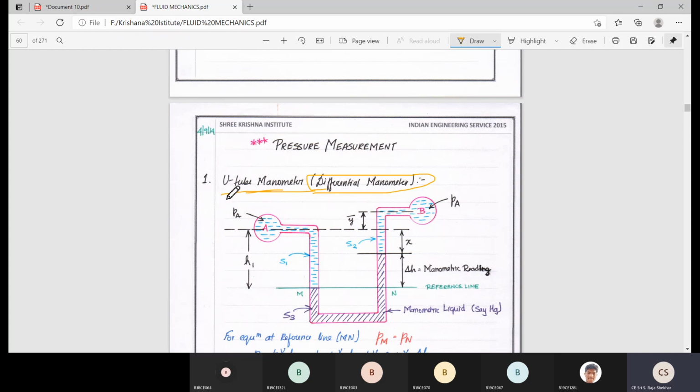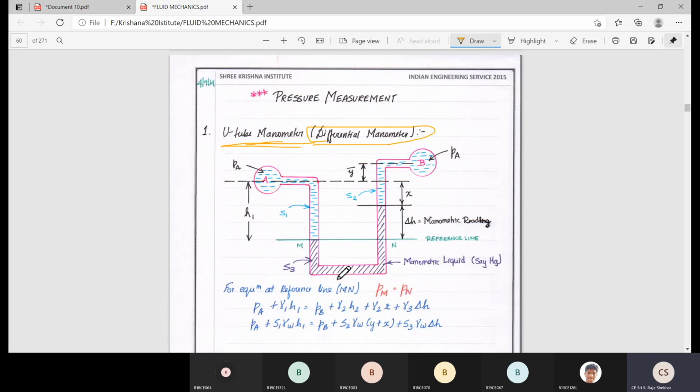For a U-tube manometer, the manometric liquid density should be more than that of the flowing liquid. So let us suppose the liquid flowing in the pipe is water. Then the density of the manometric liquid should be more than that of the density of water. So we must use a manometric liquid whose density is greater than water.